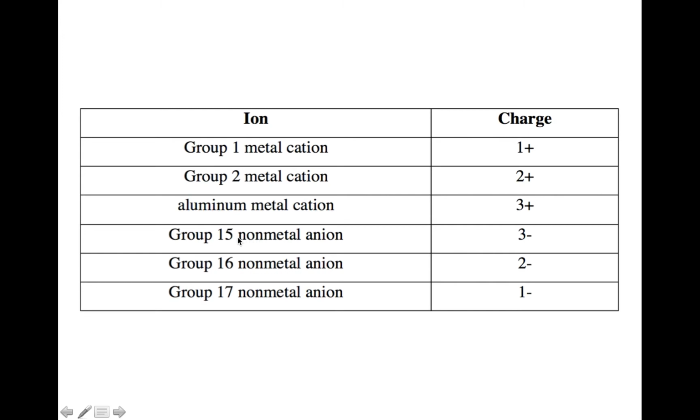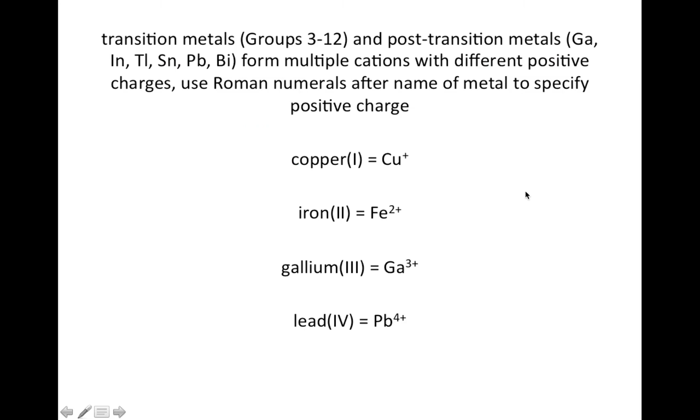And then we come down here to the bottom. Group 15 nonmetals will have a -3 charge in ionic compounds. Group 16 is 2-, and group 17 is 1-. And also the aluminum metal cation will always be +3.